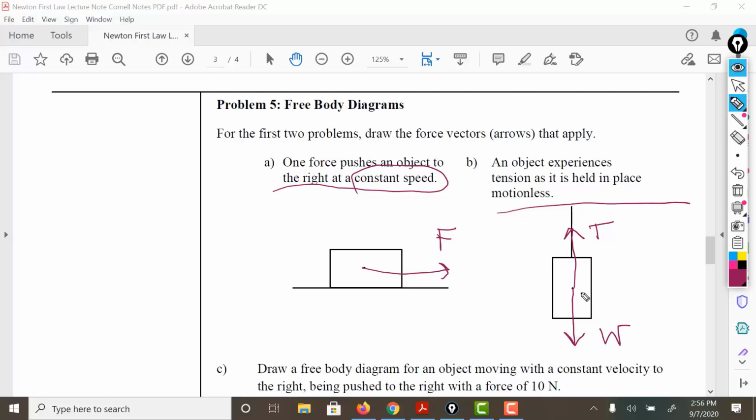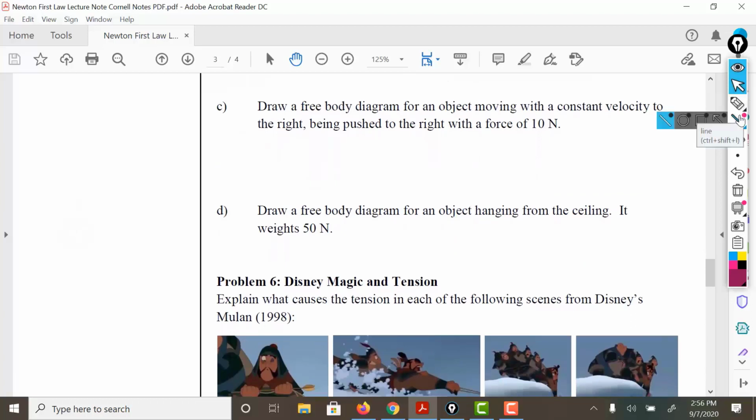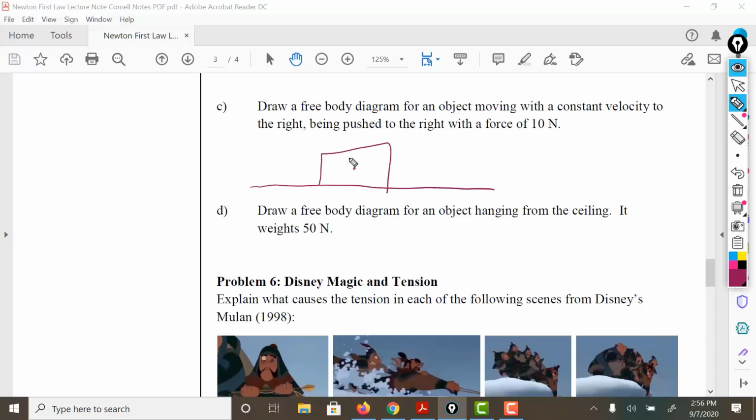It's important that when you have more than one arrow that we have signs for these. For example, we can make up be positive and down be negative. Or if you want to flip it around, that's perfectly fine. We can make down be positive and up be negative. Let's draw a free body diagram for an object moving with a constant velocity to the right. So I'm going to go ahead and draw on the floor, draw on the box, put a belly button. It's going at a constant speed. It's being pushed to the right with a force of 10 newtons. Capital N represents newtons. This is the unit for force.